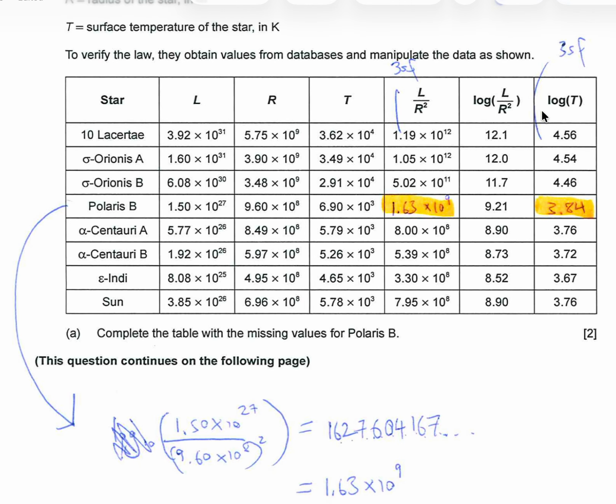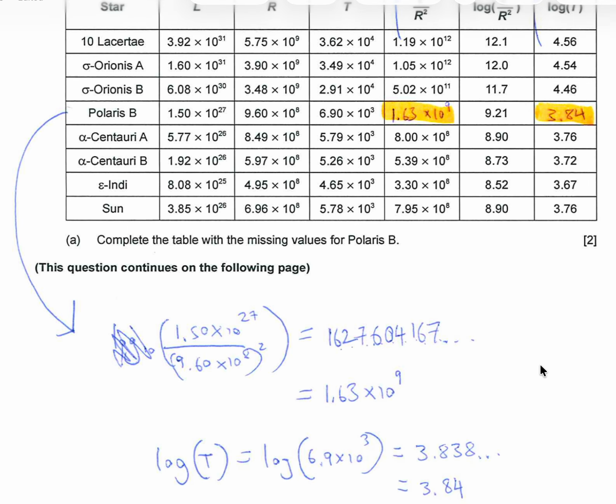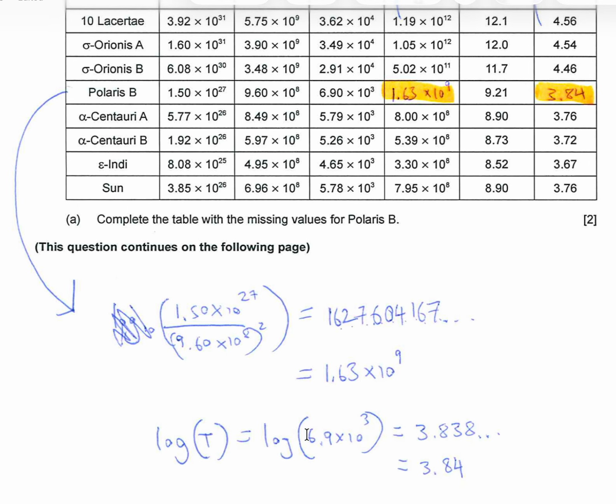Now this log, to be clear, is log to the base 10. We can see that because, if you notice here, we take log to the base 10 of this number, we're going to get the exponent here, we're going to get a 12. So all of this is log to the base 10, and again, all you're going to do is put in your values. Log T is log of 6.9 times 10 to the 3. We're going to get 3.838, 3.84 to 3 significant figures.